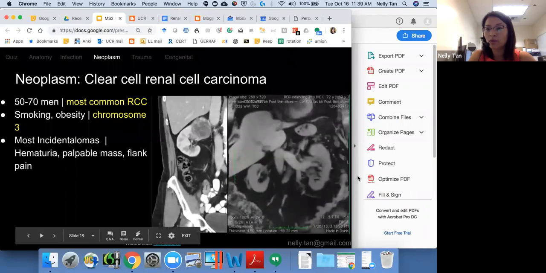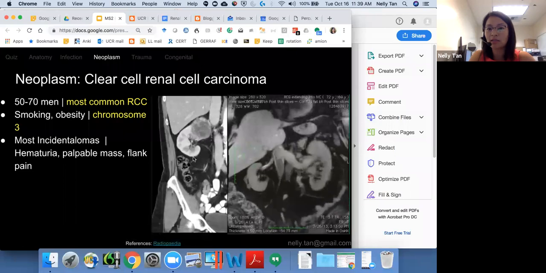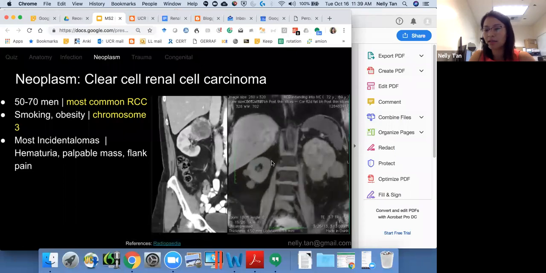What else? Yes, so MRI does have lower resolution than CT. You see how here you can see details really well. Here it's not as high res.